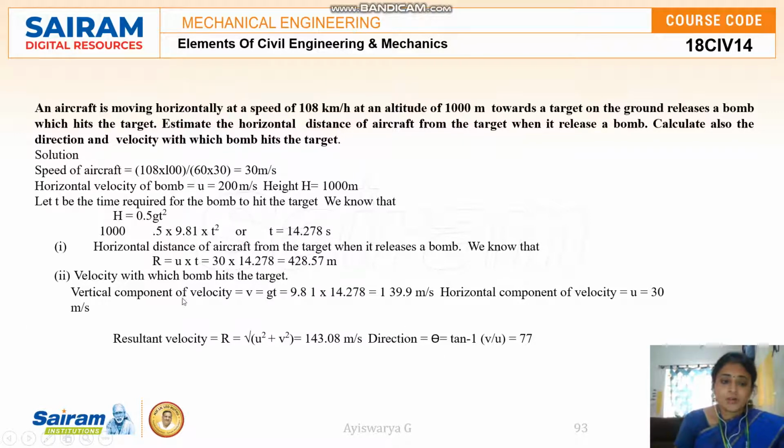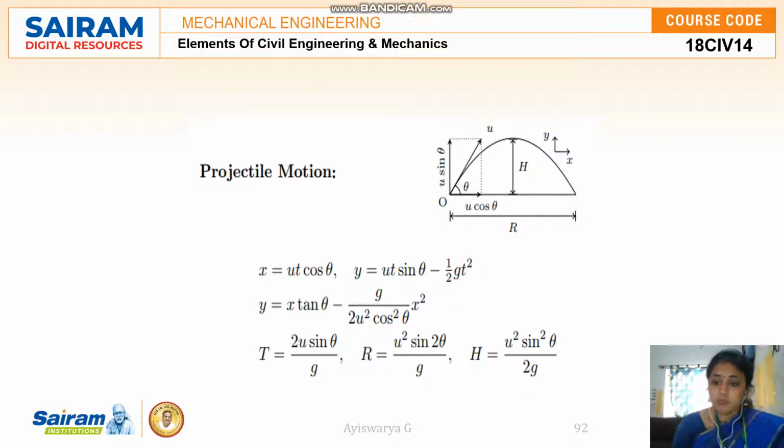For the vertical component of velocity, v equals g t, which is 9.81 into the time taken, that is 139.9 meters per second, and the horizontal component u equals 0. The resultant velocity R equals the root of u squared plus v squared, and the direction is tan inverse of v by u. If you use these formulas, you will get the final answer for the projectile motion. This is how you need to solve projectile motion numericals.